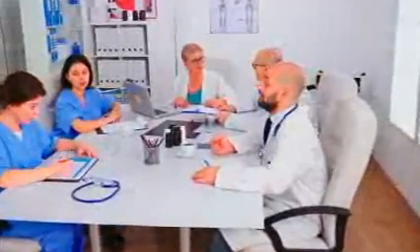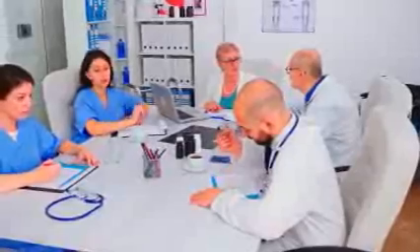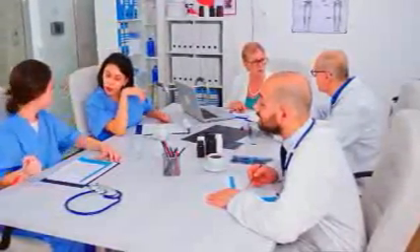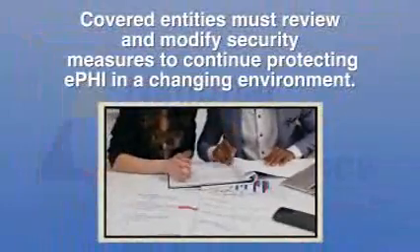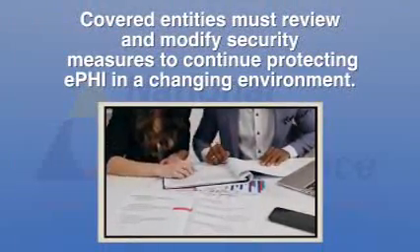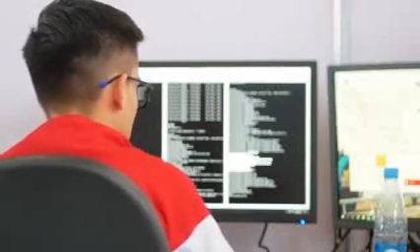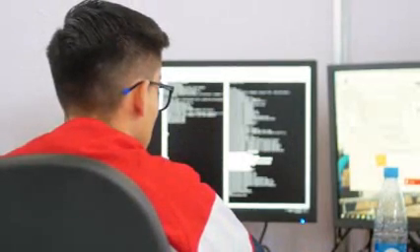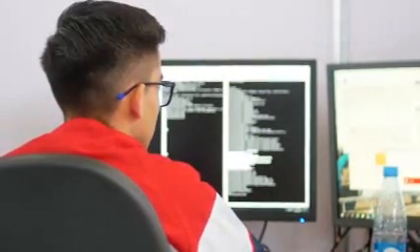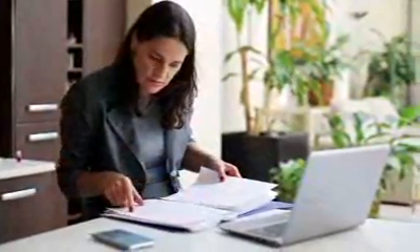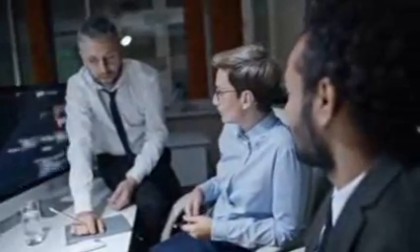What is reasonable and appropriate depends on the nature of the entity's business, as well as its size, complexity, and resources. Covered entities must review and modify security measures to continue protecting ePHI in a changing environment. Security requirements include designating a security officer to be responsible for the development, implementation, and evaluations of security policies. This may be the same person as the privacy officer. As part of a security safeguard, a technical evaluation and implementation of procedures to ensure that the entity's computers are secure from intrusion is required.